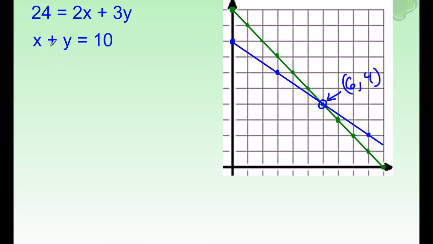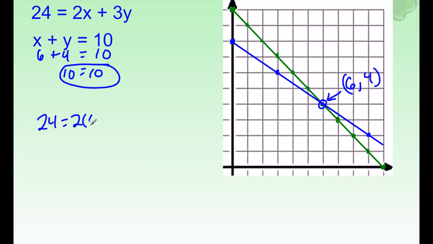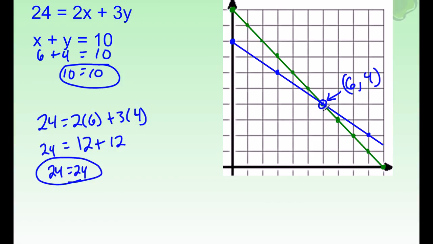So the bottom one, 6 for x, 4 for y equals 10, and yep, better believe it, 10 equals 10. So that one's easy. The other one, 24 equals 2 times 6 plus 3 times 4. That's 2 times 6 is 12, and 3 times 4 is 12, giving us a total of 24 points. It checks out. So that point is true for both equations. It is the solution to this system of equations.